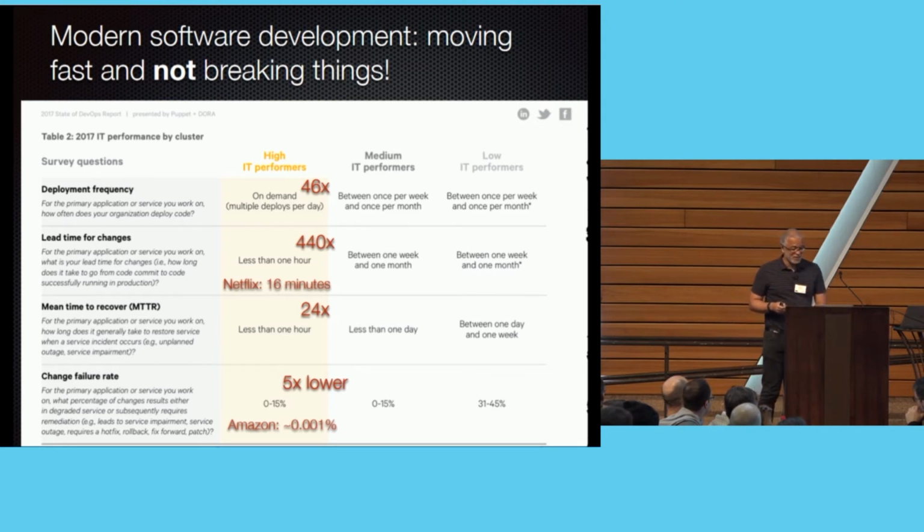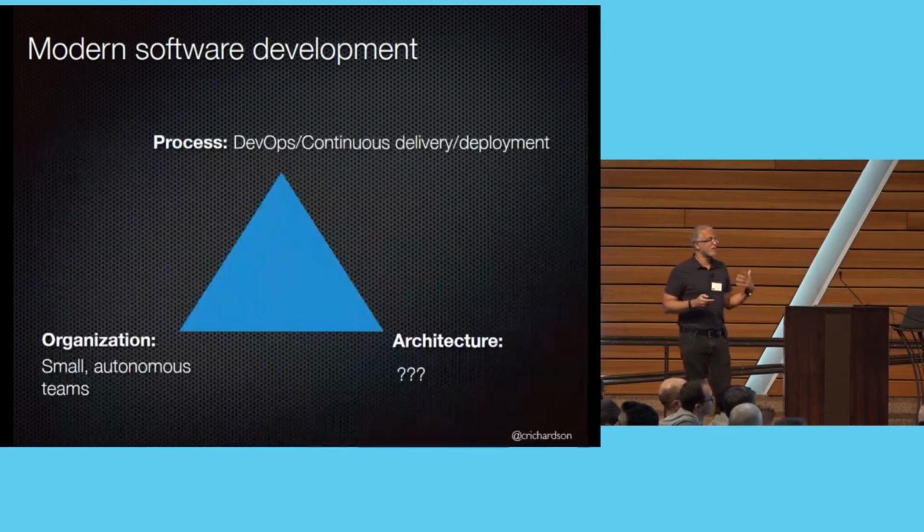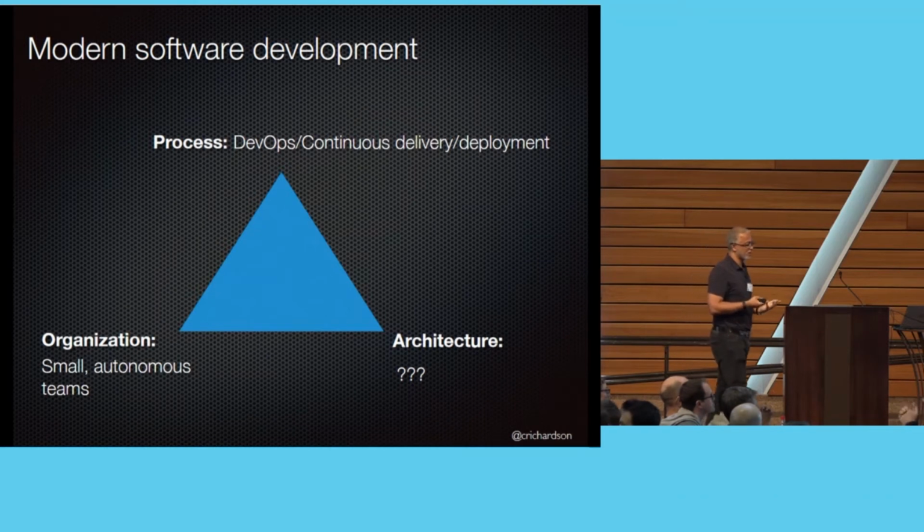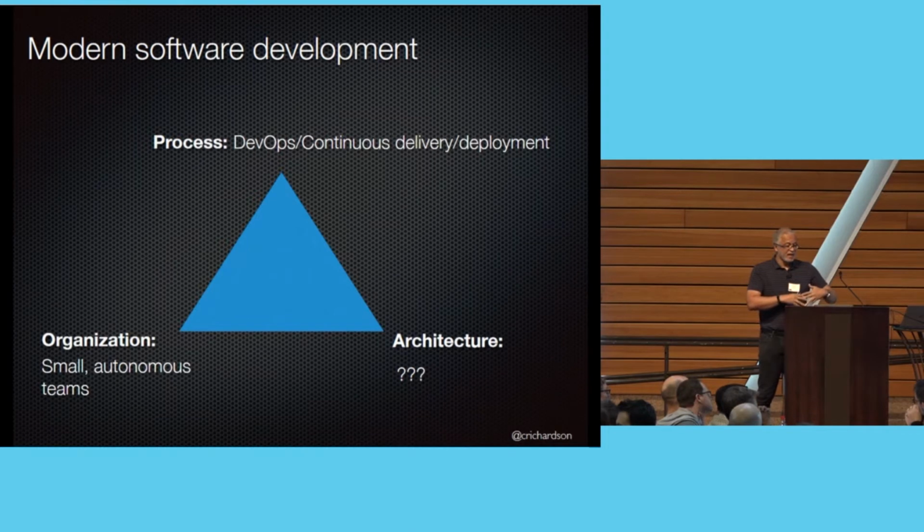Which is kind of interesting. But anyway, it's all about moving fast and not breaking things. The way you do that really is a combination of three different things. You have to have the right process, which is basically DevOps, and a part of DevOps is continuous delivery and deployment. You have to have the right organization, which is really having engineering consisting of small autonomous teams.